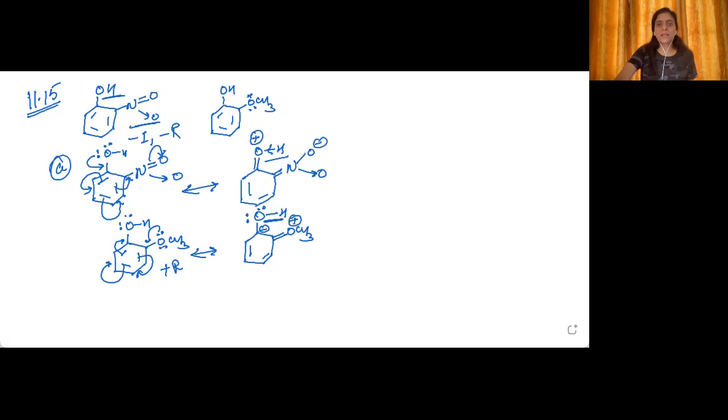Now let's move into the second explanation, that is when the proton has already been released, then what will happen? Okay, so when the proton is already released, we have phenoxide ion. Oxygen is carrying a negative charge. There is NO2 group. Okay, now what will happen? This negative charge is in conjugation with this double bond. The negative charge will appear here.